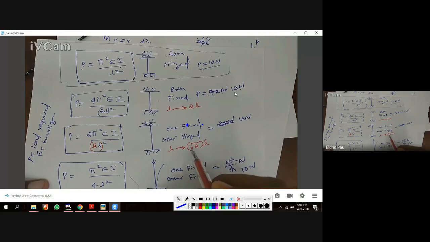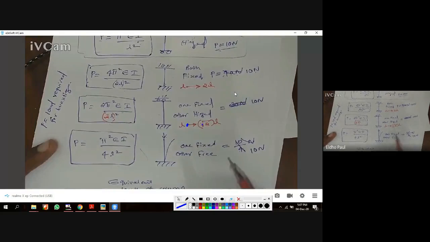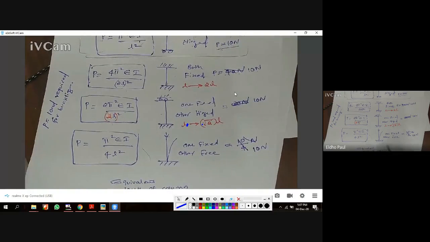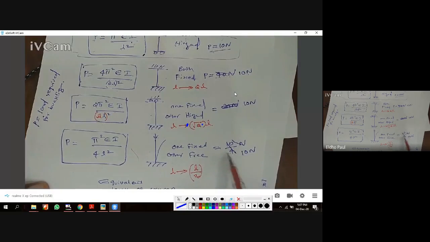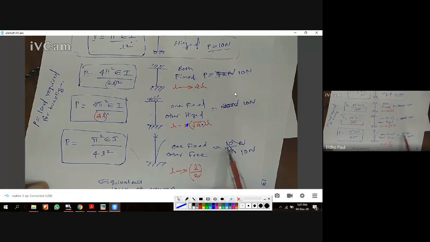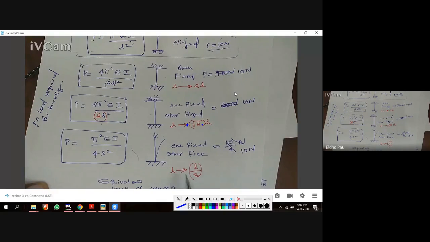1.414, so 1.414 of length increase. So 20 reduced to 10. And what about here? Length changes to L by 2. L reduced to L by 2 because here already it is 10/4. We have to increase the buckling load from 2.5 to 10, so we have to reduce the length of the column.